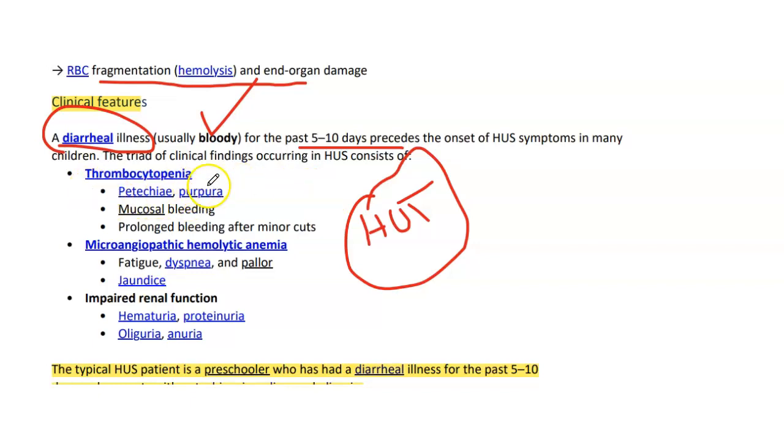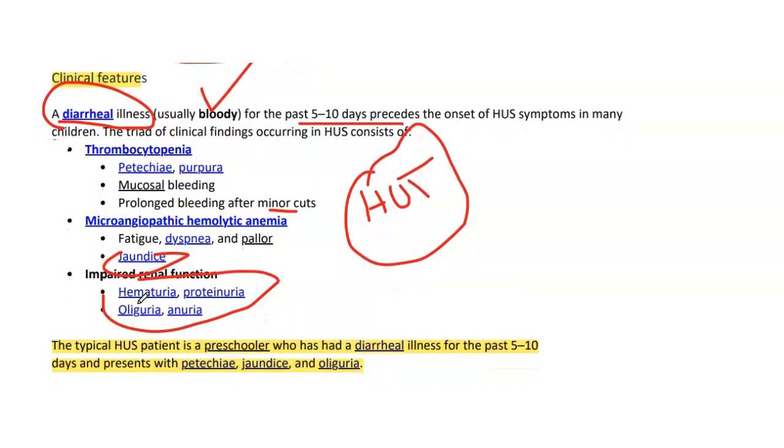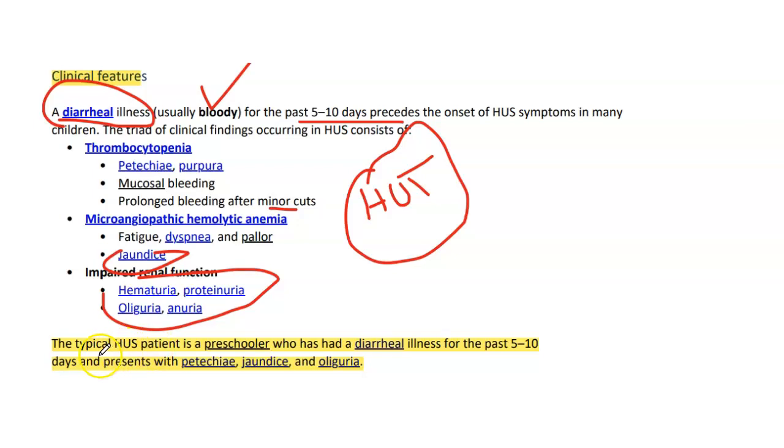Thrombocytopenia presents with petechiae, purpura, mucosal bleeding, and prolonged bleeding after minor cuts. Hemolytic anemia presents with fatigue, dyspnea, pallor, and jaundice, and impaired renal function presents with hematuria, proteinuria, oliguria, and uremia. Remember, the typical syndrome presents in a preschooler who has a diarrheal illness, usually bloody diarrhea, for the first 5 to 10 days, and presents with petechiae, jaundice, and oliguria.